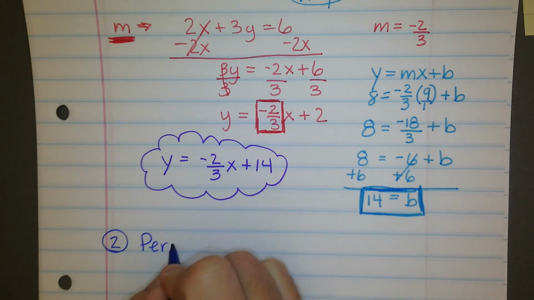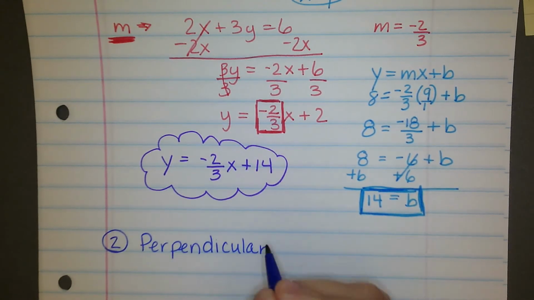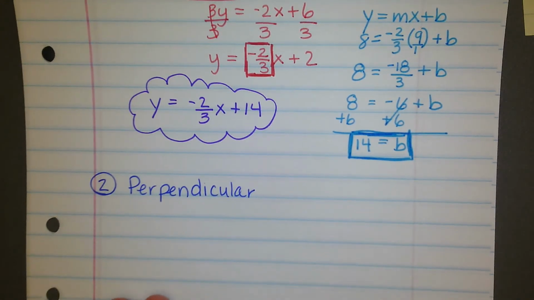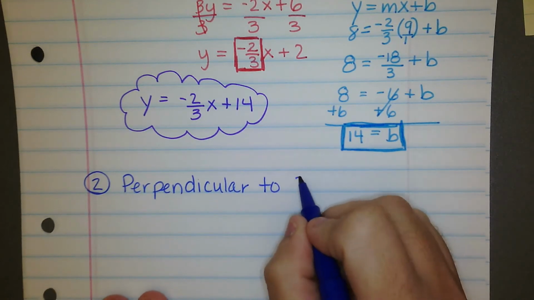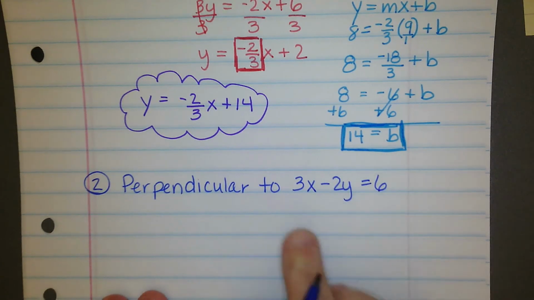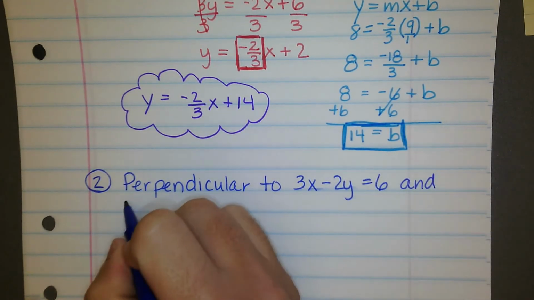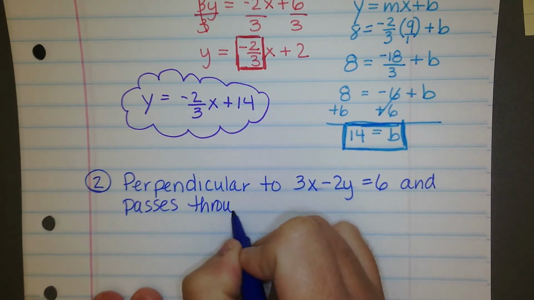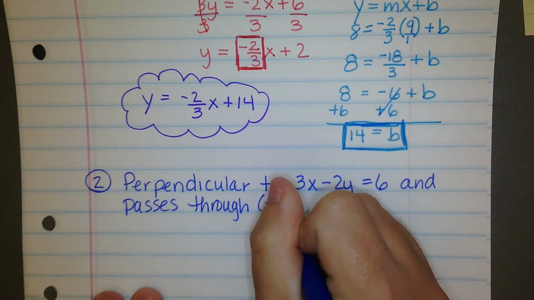This one says find the equation of the line perpendicular to 3x minus 2y equals 6. Make sure you're writing that correctly. And passes through negative 10, 4.